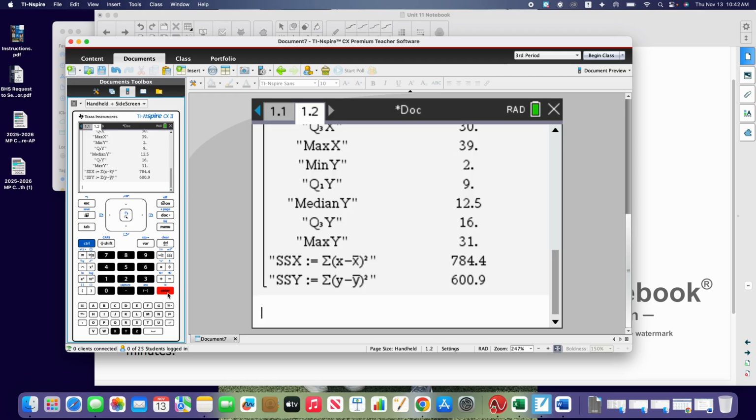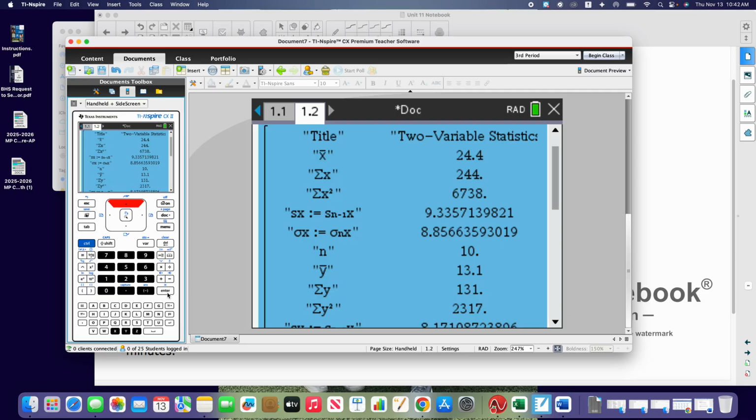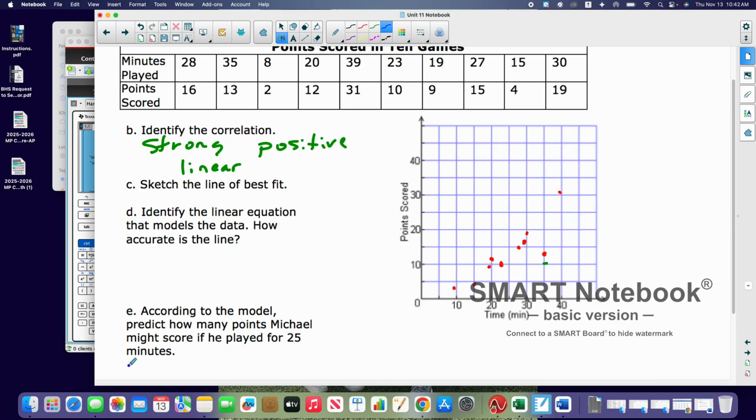And it gives me a really long list of details. I use the up arrow key, it gets me to the top. So this x-bar, what does this 24.4 represent? The mean minutes that I play. So that's the average time I play. All right, and here's my mean y, which is my what? The mean points. The points that I score, the mean points, all right?